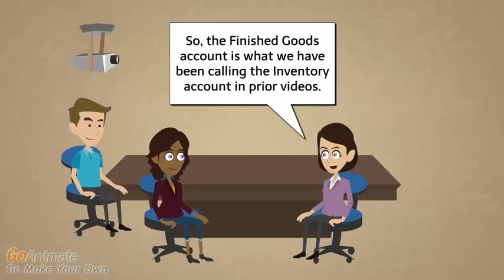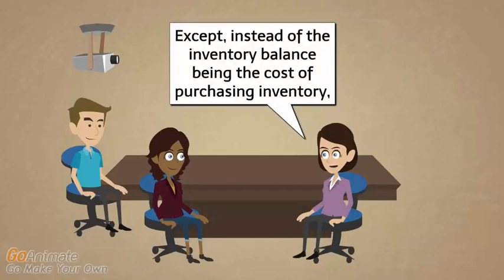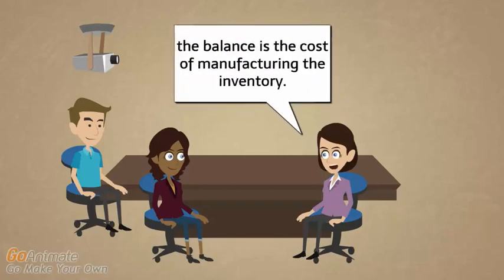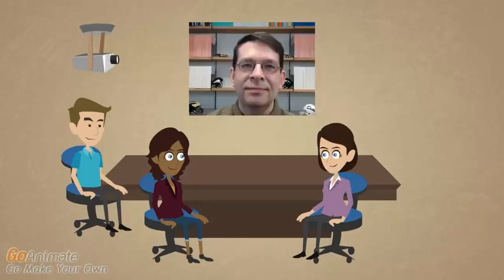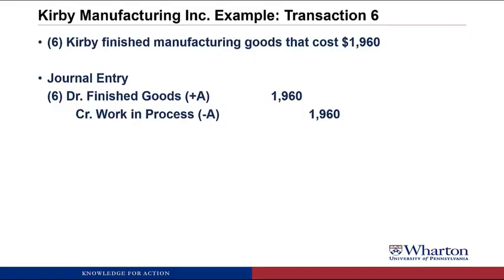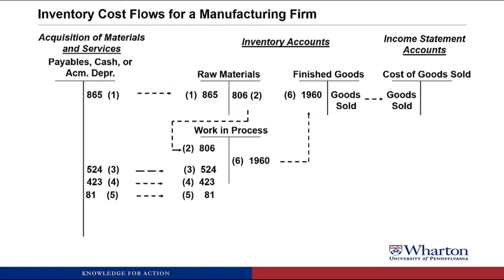So, the finished goods account is what we have been calling the inventory account in prior videos, except, instead of the inventory balance being the cost of purchasing inventory, the balance is the cost of manufacturing the inventory. Exactly. I couldn't have said it better myself. Then let's put these numbers in the T account so we reduce work in process and increase finished goods inventory.